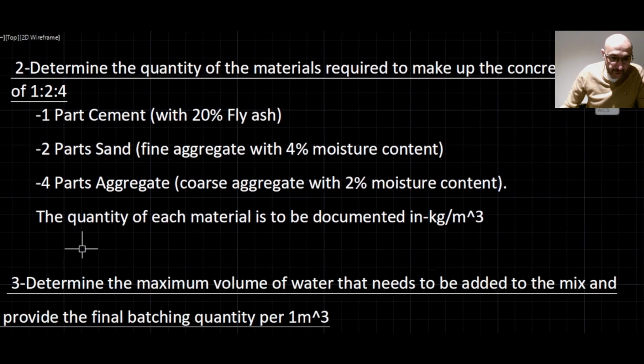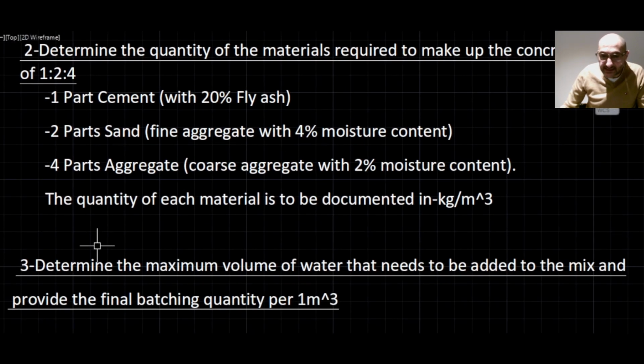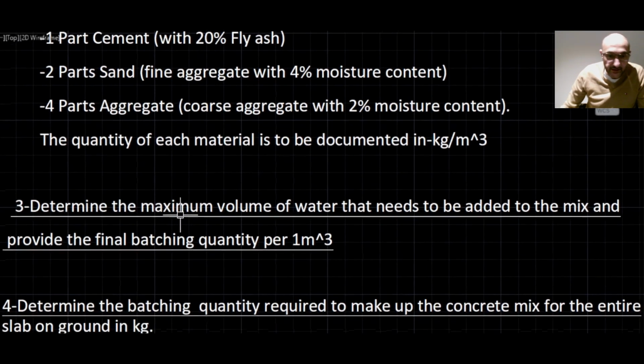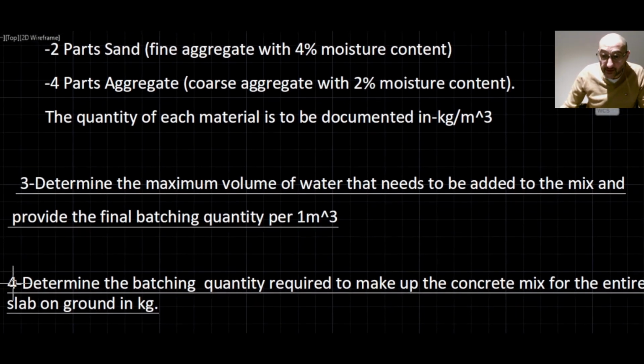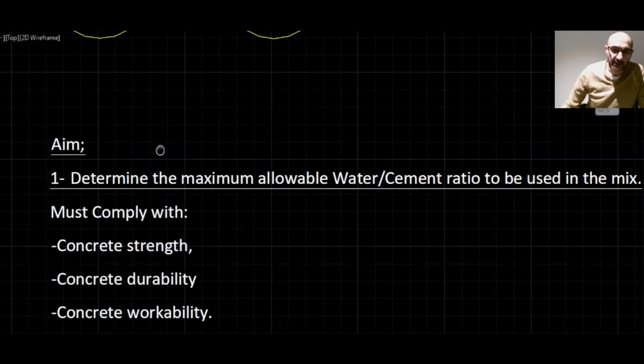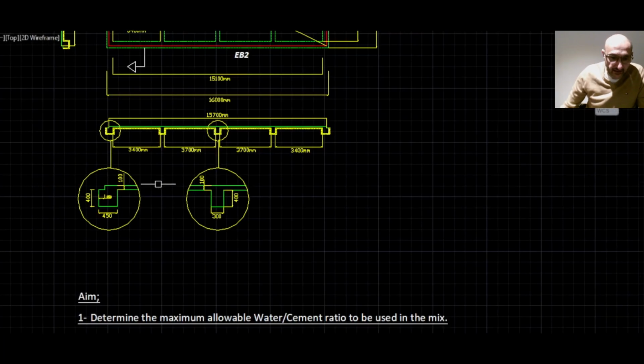The third question is determine the maximum amount of water that needs to be added to the mix after consideration of moisture content in the aggregates, and provide the final batch quantity per meter cubed. And the final one, which is the exciting one, determine the batch quantity required to make up the concrete mix for the entire slab on ground in kilogram. With the final question, once you know the entire batch, we can work out the cost, we can work out the total dead weight, and it gets exciting from there.